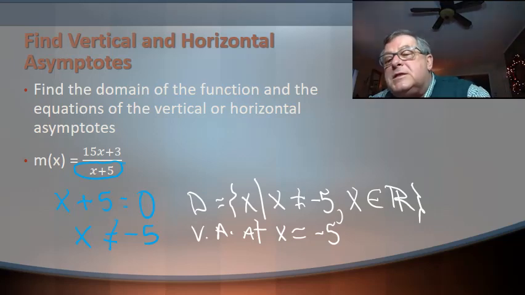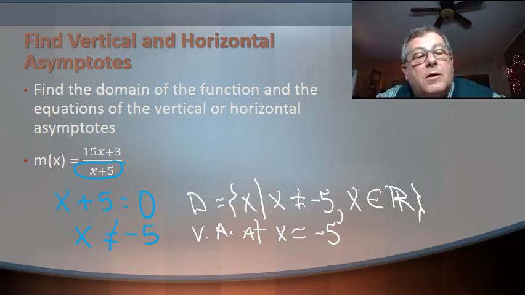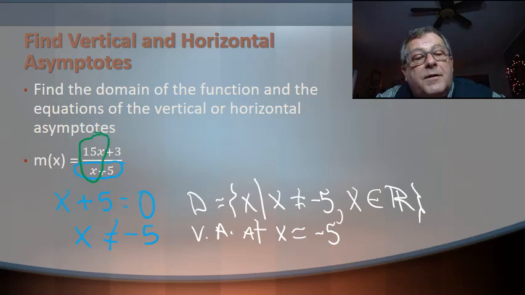Now let's see, what about the horizontal asymptote? The only thing I'm looking at is x raised to the highest power. In this rational function, I've got 15x raised to the first power over x raised to the first power. And that's all I really want to consider. The +3 and -5 don't have anything to do with determining the horizontal asymptote.